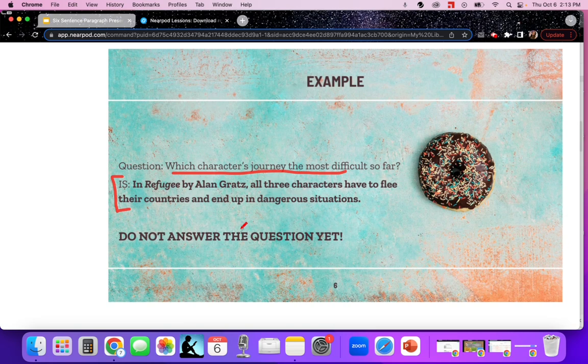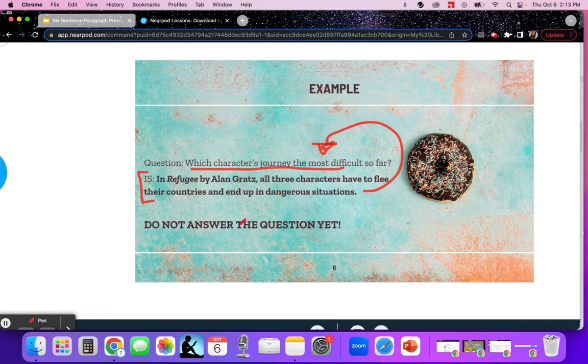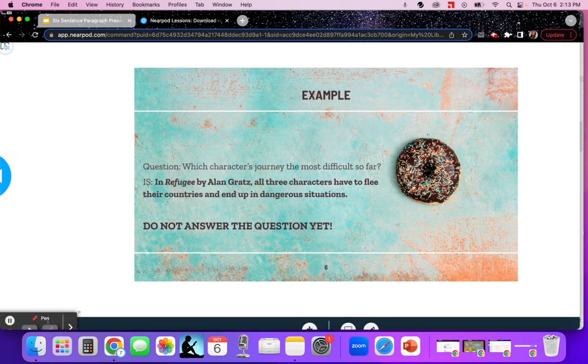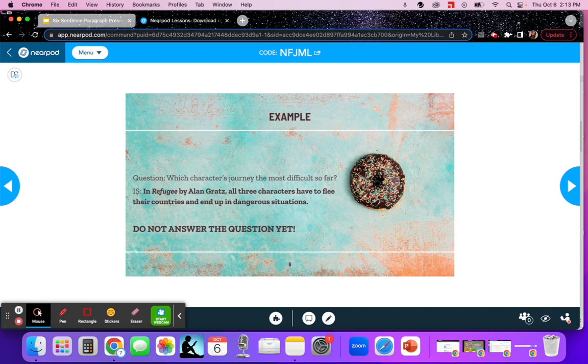First, I'm going to let you know what book I'm reading, and I'm just going to give you a little bit of background information about refugees. The reason we do this is so our reader is starting to be eased into the topic. They get the introduction sentence before we hit them with the statement and the reason. So my introduction sentence is, in Refugee by Gratz, all 3 characters have to flee their countries and end up in dangerous situations. So notice I have not answered that question. All right, if I can zoom out, I will. Okay, go to the next one.